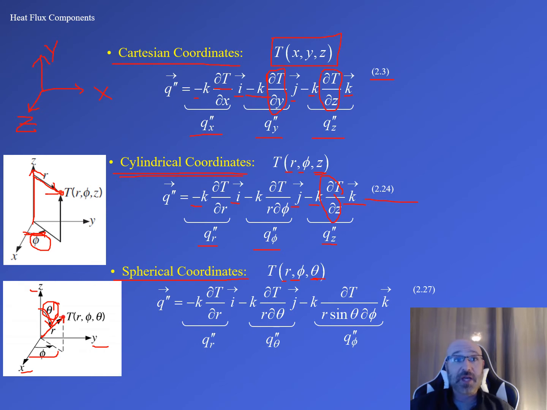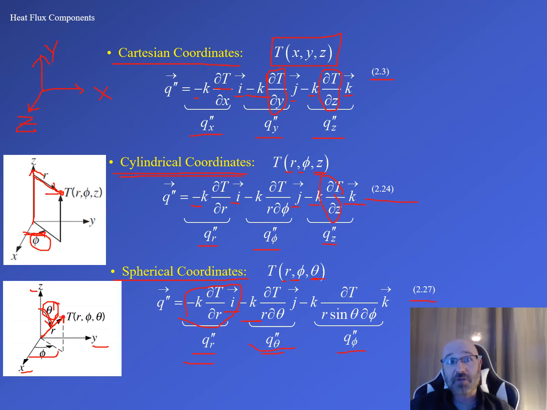So now this relates down to breaking this into our heat flux in the r, heat flux in the theta, and heat flux in the phi direction, relating back to equation 2.27 in our textbook. For our r direction, we have negative k times our delta T over delta r in our i hat unit vector direction, and in our theta direction, it's negative k times our delta T over delta theta.